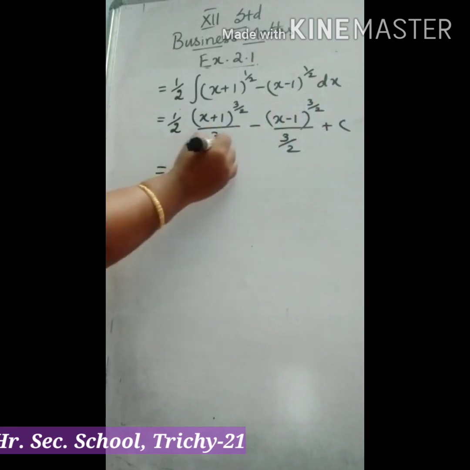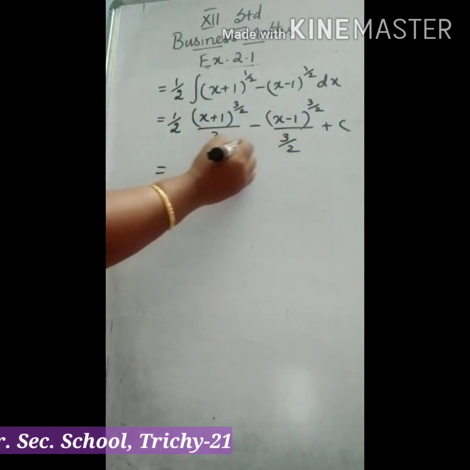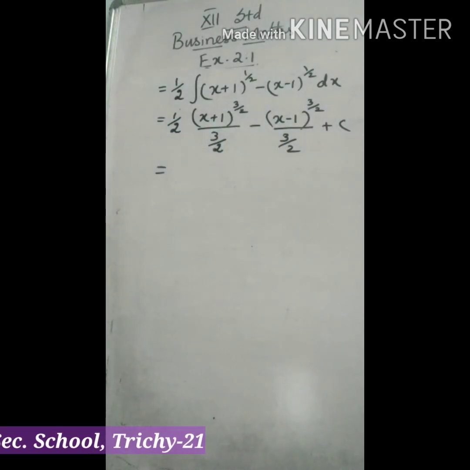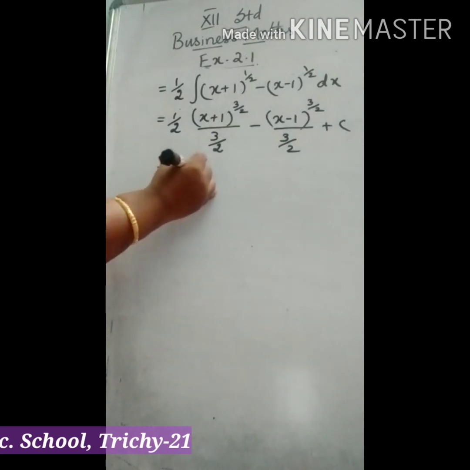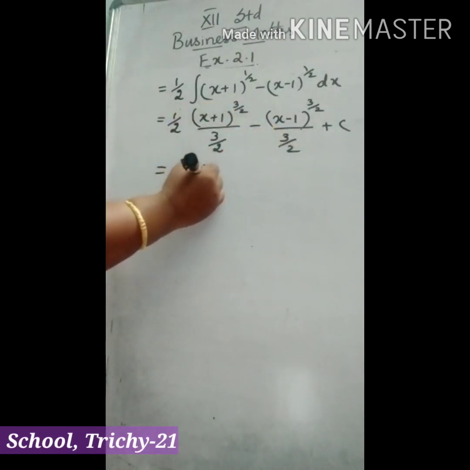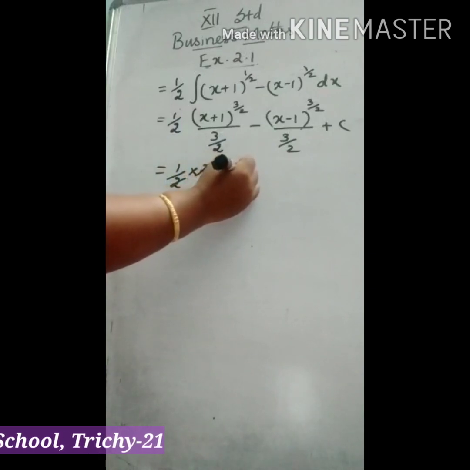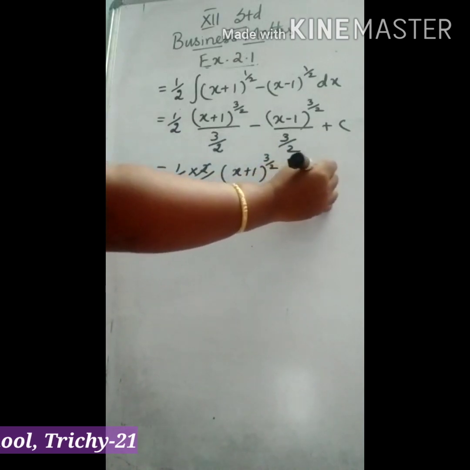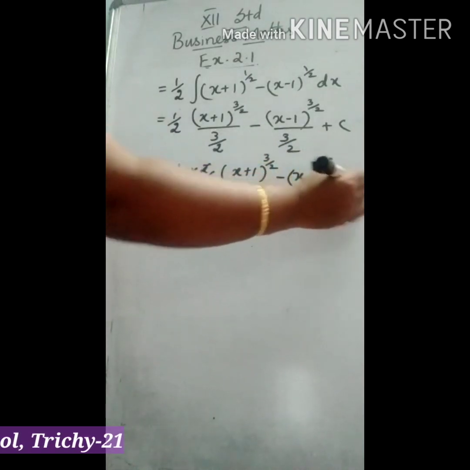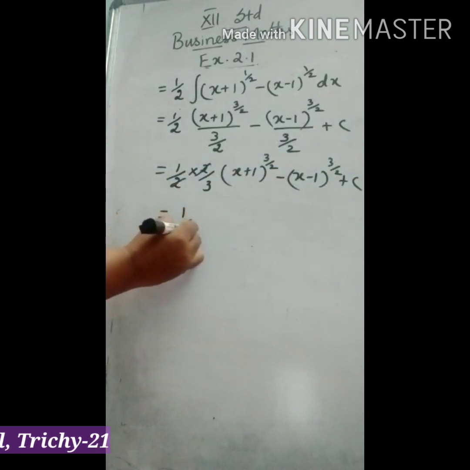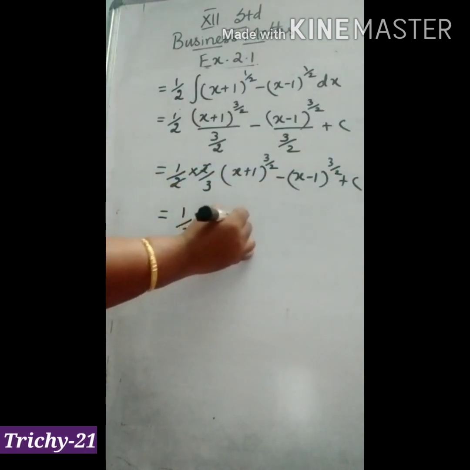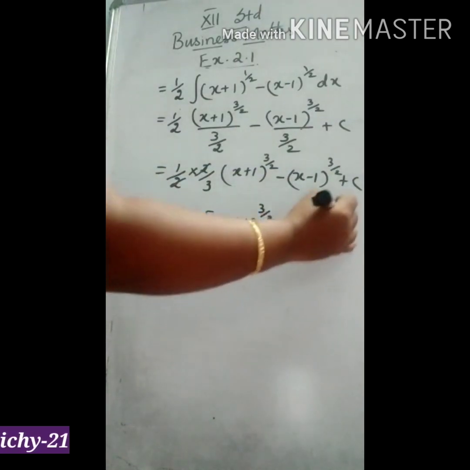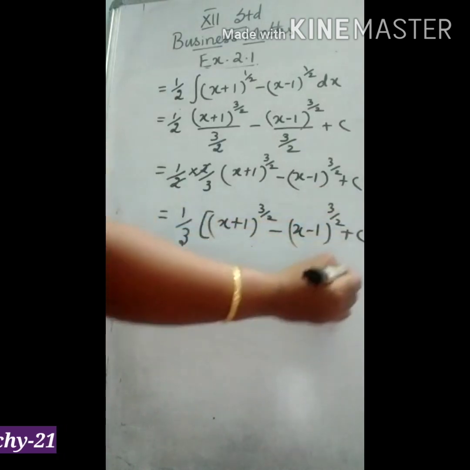So what we have to do, both have the same denominator, so you have to take 3/2 outside. So what is the answer to 3/2? It means into 2/3. So 1/2 into the common term for these two terms. So 2/3, 2 cancel. So that is equal to (x+1) to the power 3/2 minus (x−1) to the power 3/2 plus c. So the remaining is 1/3 into (x+1) to the power 3/2 minus (x−1) to the power 3/2 plus c. This is the answer.